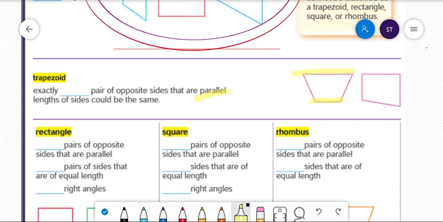The first shape is a trapezoid because it has one pair of opposite sides that are parallel. Next to it is also a trapezoid because it also has one pair of parallel sides. Those two sides will never cross and never meet. A trapezoid has exactly one pair of opposite sides that are parallel. A trapezoid is also a quadrilateral because they all have four sides and four angles.